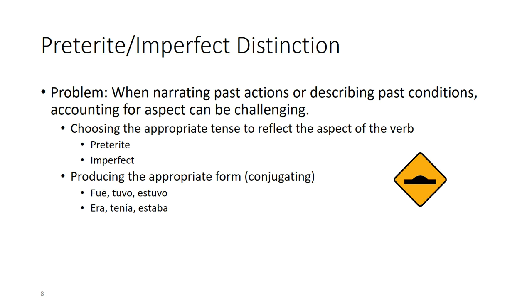So we may know, oh, here the proper tense would be the preterite, but you still have to get the form right. So that's a second speed bump. So again, expressing the past tense and making those distinctions for aspect, preterite, imperfect in the proper form can be a challenging speed bump for translation from English to Spanish.